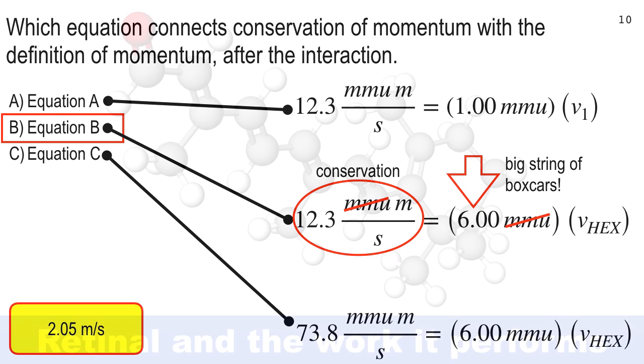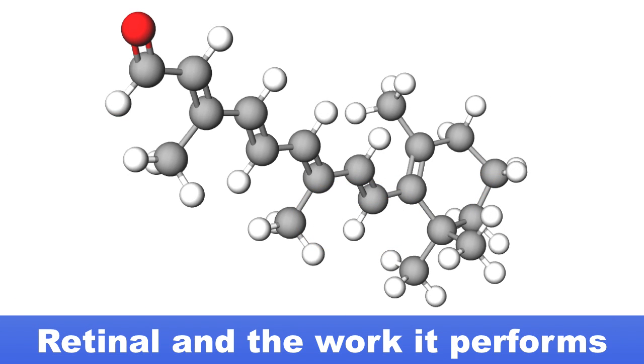Okay, let's keep going. This is a picture of another molecule. This is retinal, and retinal is an important molecule physiologically. Retinal is the molecule in the retina of your eye. They call it retinal because it's part of your retina, in the rhodopsin. Rhodopsin is a protein, and this is part of the rhodopsin protein.